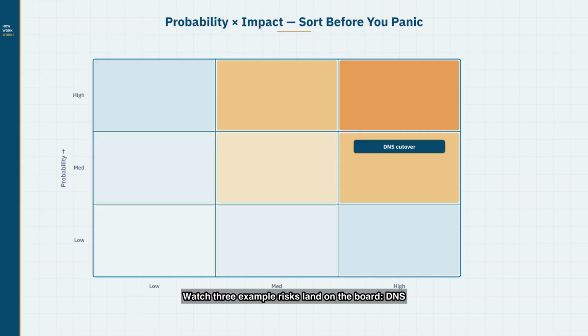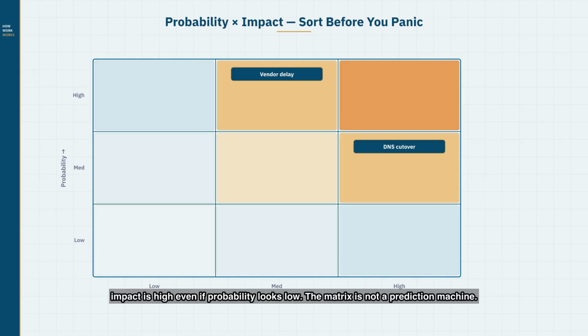Watch 3 example risks land on the board. DNS cutover in the high impact band, vendor delay where probability is high, and a key person out where impact is high, even if probability looks low. The matrix is not a prediction machine. It is a sorting tool, so the team spends attention where damage would actually matter.